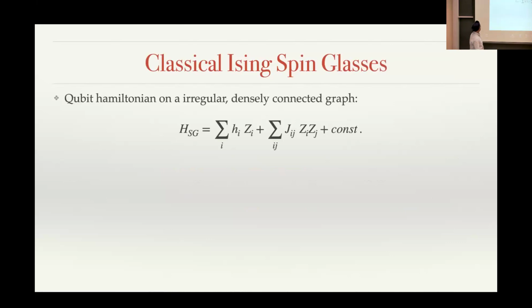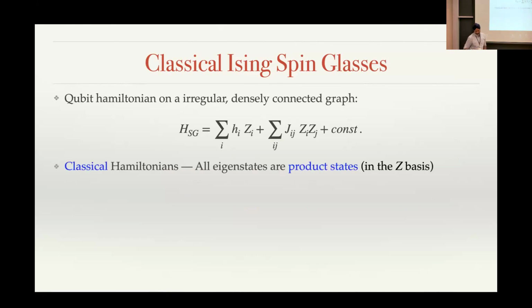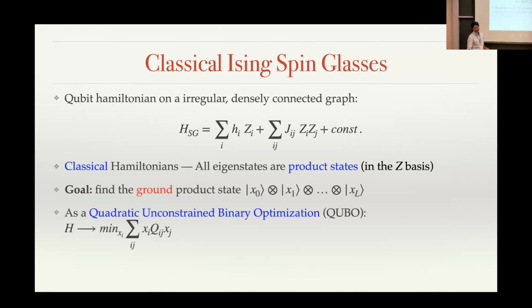Okay, so the classical Ising spin glass, maybe you're all familiar, but a quick review. It's just a bunch of qubits with this Hamiltonian. There are single-site Z terms and two-site Z terms, but they can be very densely connected. This is a classical Hamiltonian, everything commutes, so all the eigenstates are product states in the Z basis, and we want to find the ground state.